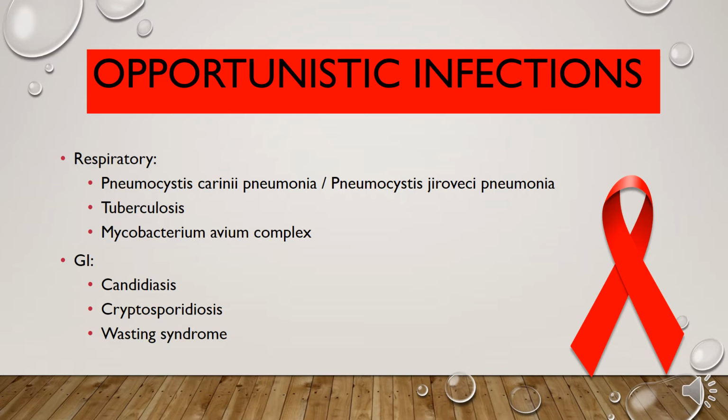Moving on for GI, candidiasis or thrush. This is going to be a fungal infection that's characterized by white patches in the mouth, esophagus, and stomach. This is a common opportunistic infection for HIV and AIDS.